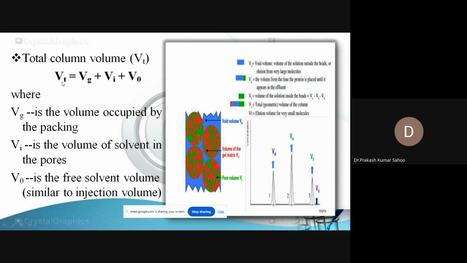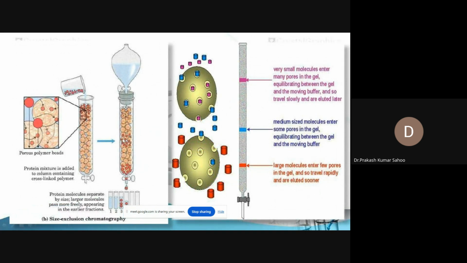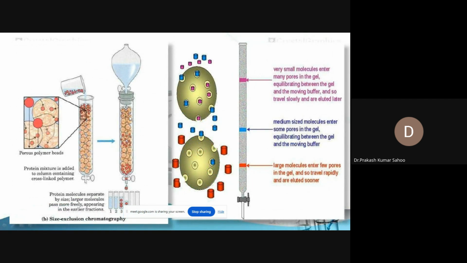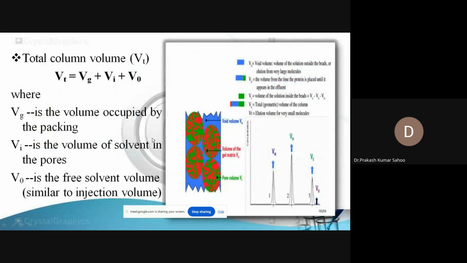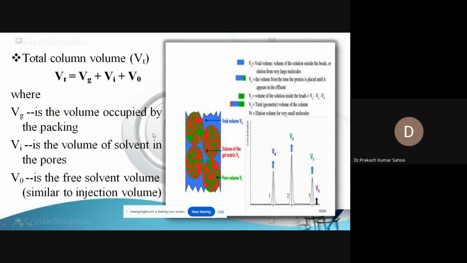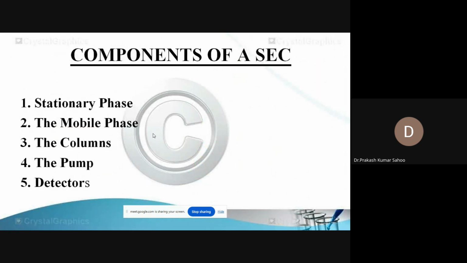That is, Vt is the total volume of the column, Vg is the volume occupied by the packing, that means the volume occupied by the stationary phase, and the volume occupied by the solvent. So when solvent is inserted, the total volume occupied inside the stationary phase and outside the stationary phase is known as Vi, and Vo is the free solvent volume which is injected. That means it is how much solvent is injected. It is your Vo. In the components, we have the same things: stationary phase, mobile phase, column, pump, and detector.